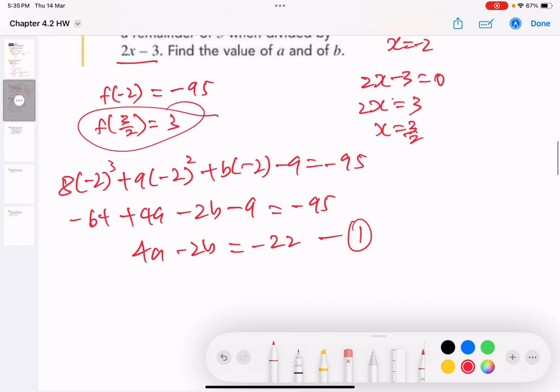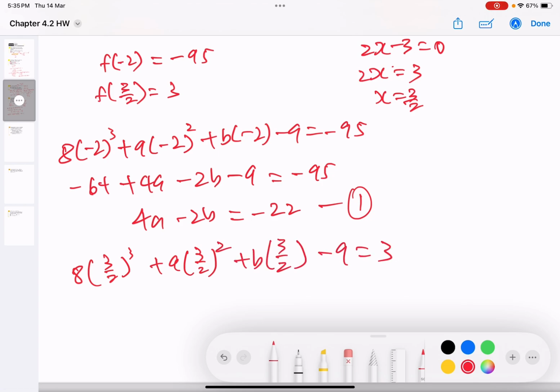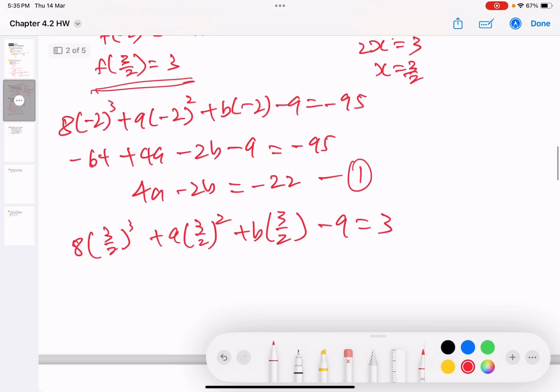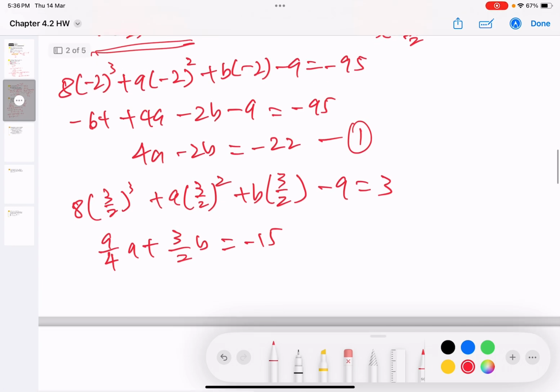Okay, I'm going to work on the second one. So I'm going to substitute it in over here. So I'm going to get 8 times 3 over 2 cubed plus a times 3 over 2 squared plus b times 3 over 2 minus 9 equals to 3. I'm using this equation over here. So this simplifies itself to 9 over 4 a plus 3 over 2 b equals to negative 15. So you just use your calculator, shift everything to one side.